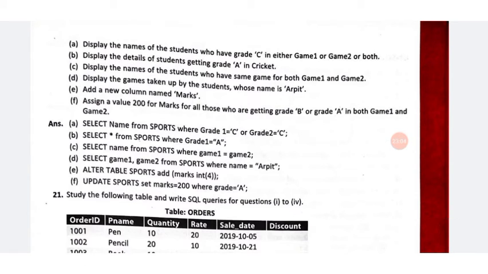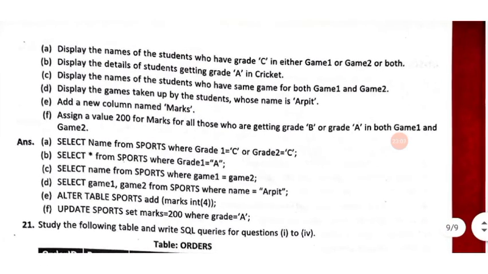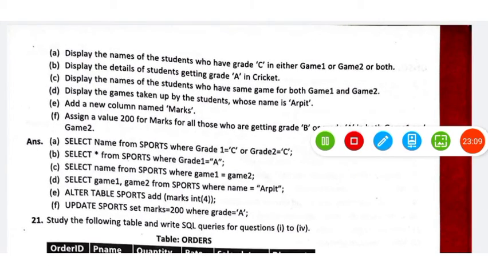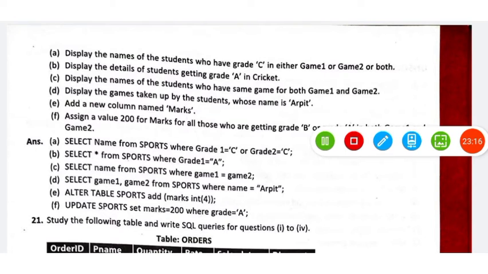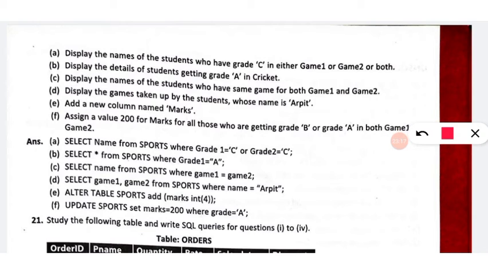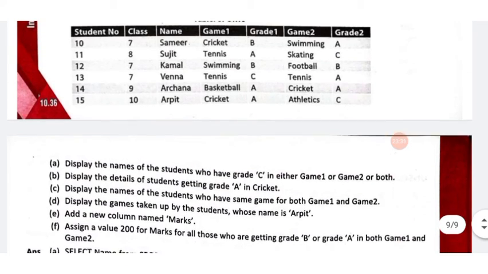The next question: display the details of students getting grade A in cricket. All the details are needed, so select star. Then grade should be A in cricket. So you have to check whether cricket is game 1 or game 2.